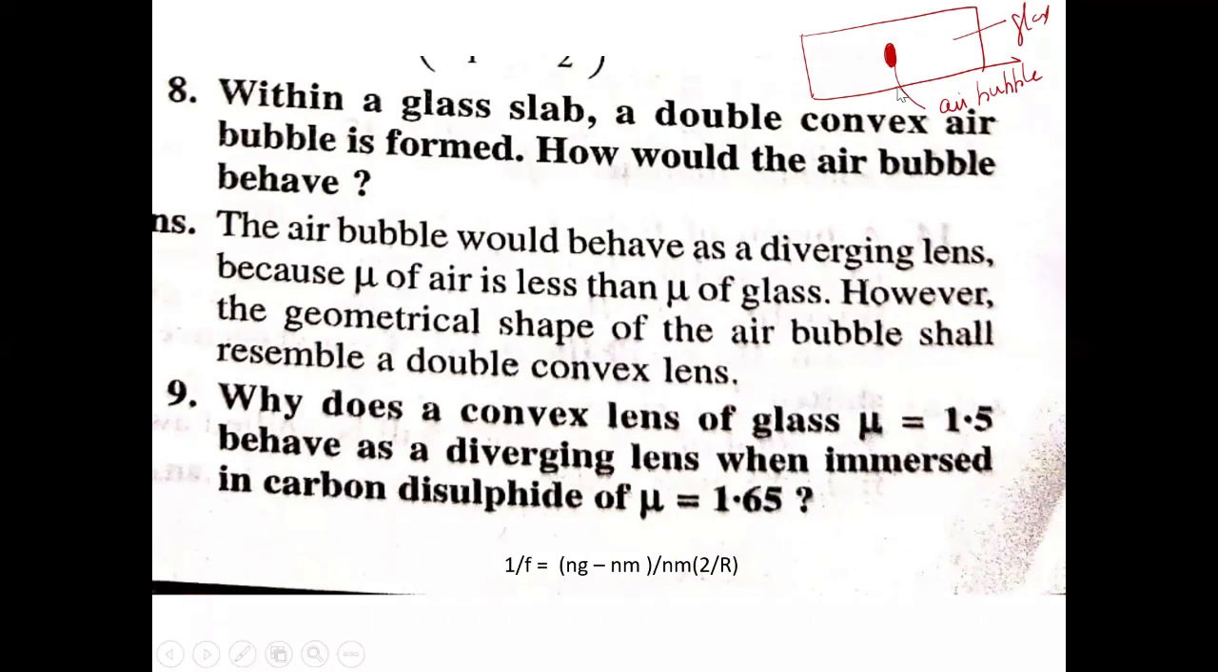Very nice question, isn't it? Air bubble is a lens. So a lens is held in a medium of higher refractive index. The refractive index of the air bubble is 1, whereas the refractive index of the glass is 1.5. Will it behave like a convex lens or a concave lens?